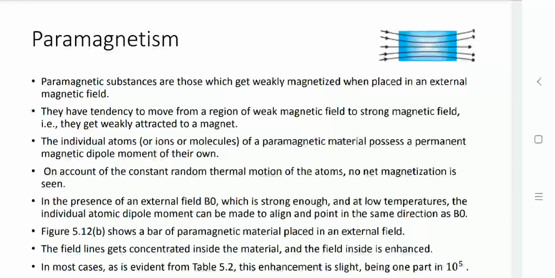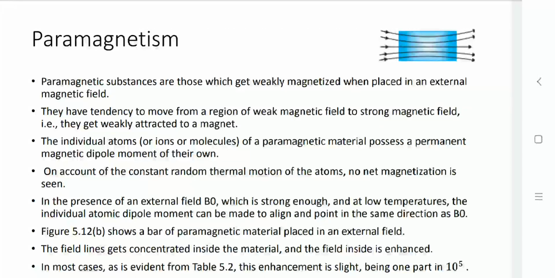Here, individual atoms of a paramagnetic material can possess a permanent magnetic dipole moment of their own, because they are moving from low field to high field. We can relate it with the atomic structure in terms of the constant random thermal motion of the atoms. While their motion is random, no net magnetization is available.